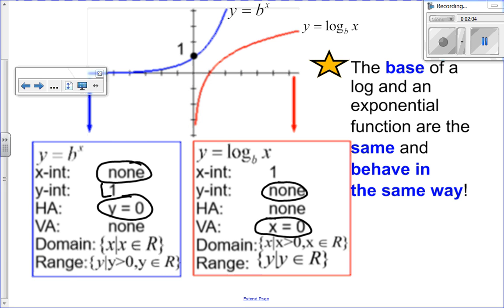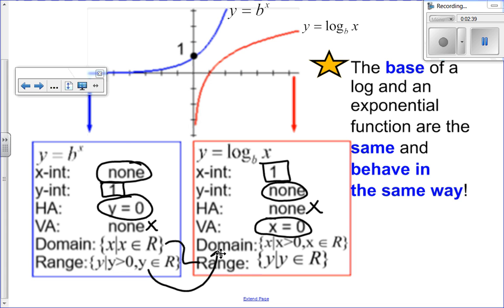Further looking at it, we have a y-intercept of 1 for my exponential, which becomes an x-intercept of 1 for my log graph. I don't have a vertical asymptote for my exponential function. I don't have a horizontal asymptote for my log function. And you can also see further that they are inverses because the domain becomes the range and the range becomes the domain. So the exponential and the logarithmic graph are indeed inverses of one another.